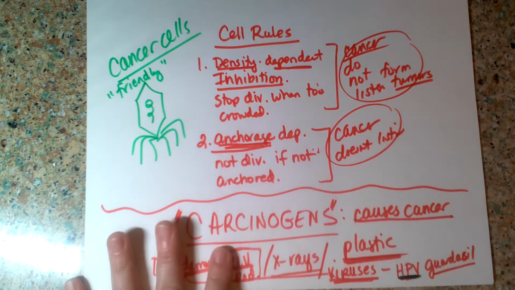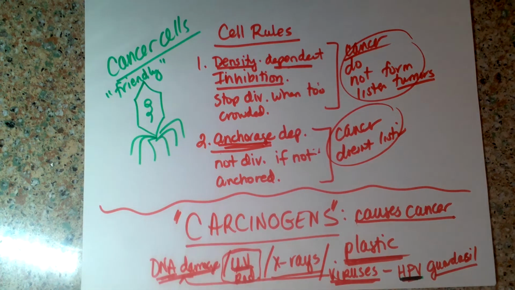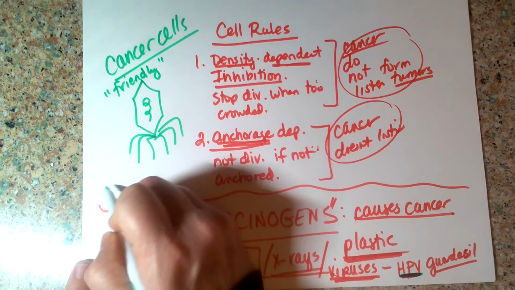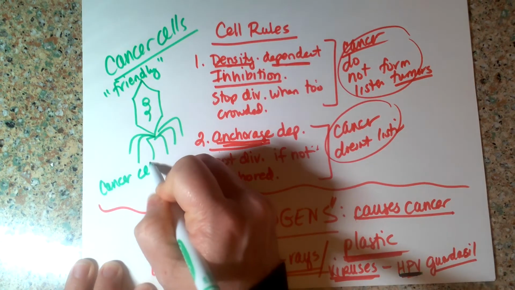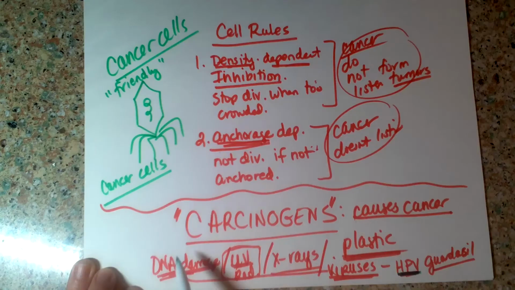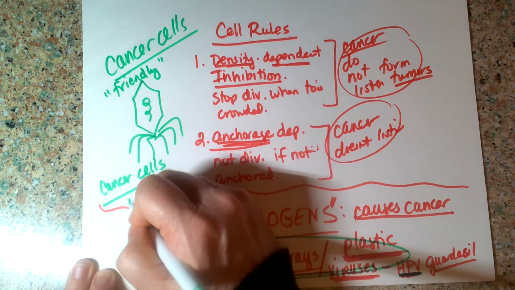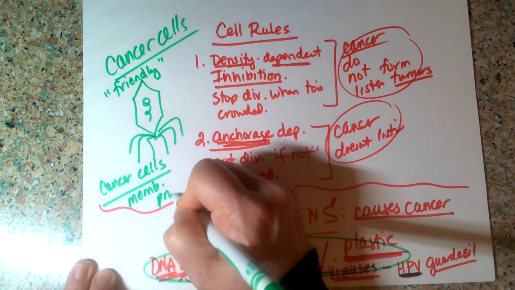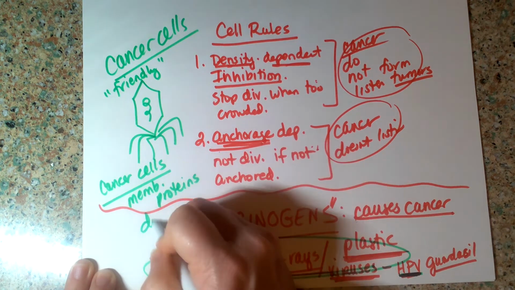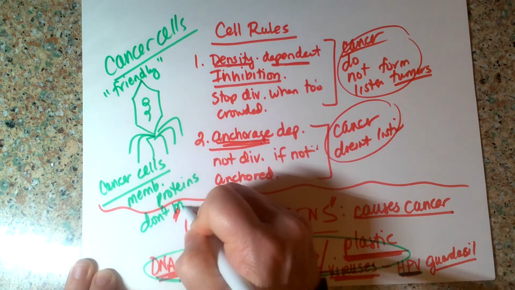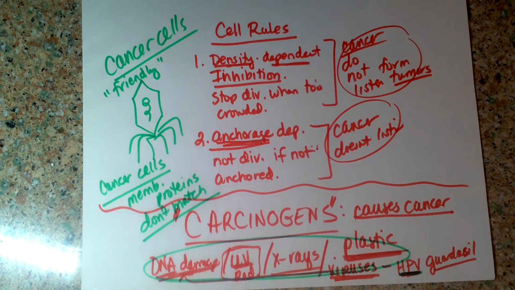So normally, this can be kind of a problem if they're really good at hiding. I will tell you that cancer cells, because they have some sort of damage to them, sometimes their membrane proteins don't match. And that's good, because if their membrane proteins don't match, then your immune system will pick up on it, and your immune system will tag it or target it or tell it to kill itself. And the process of a cell killing itself is called apoptosis.